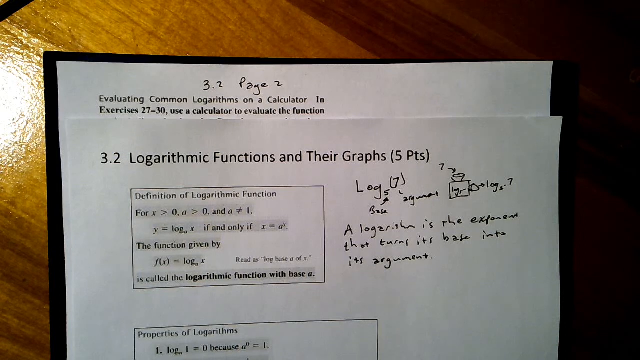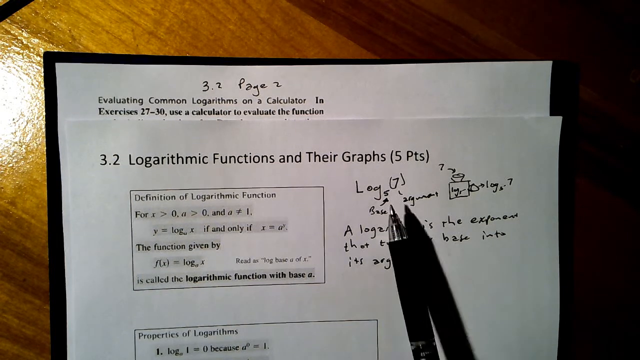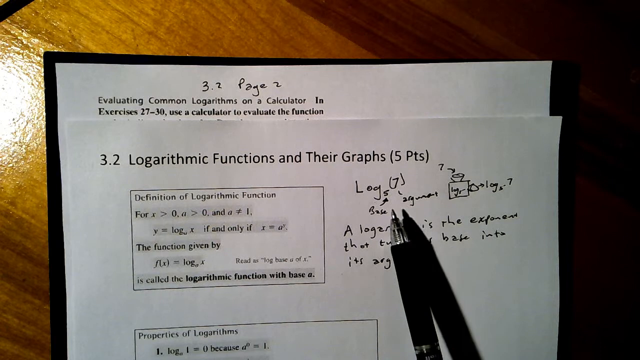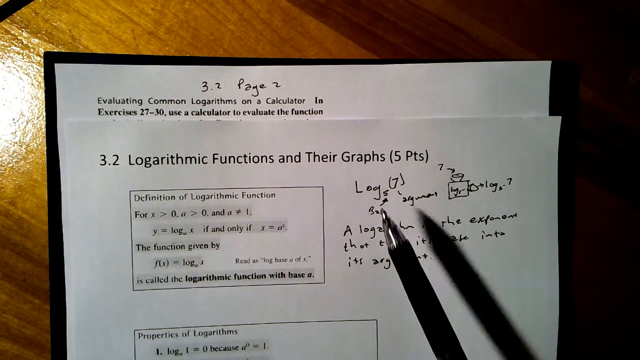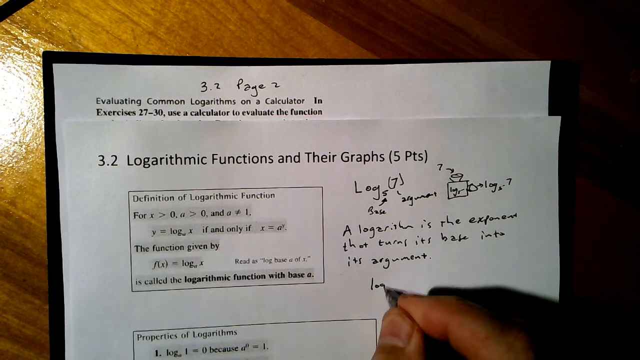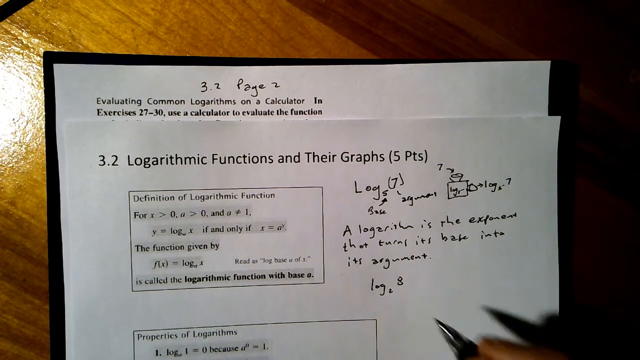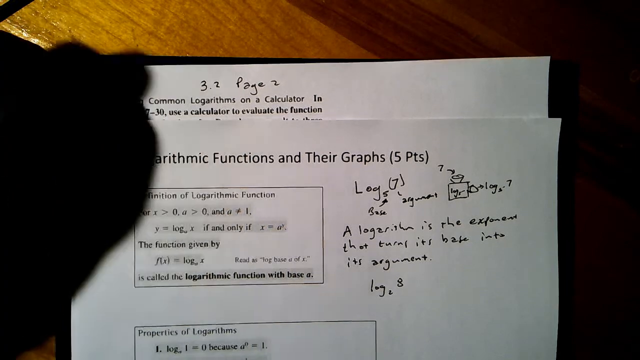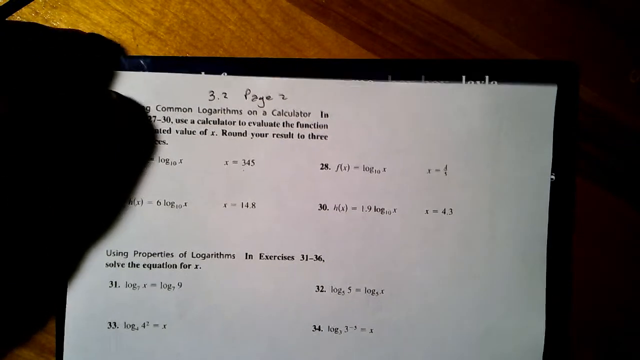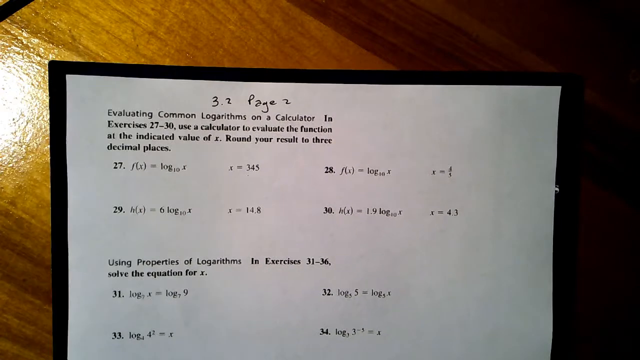I might ask you to cite an example. Like log base 5 of 7 is the exponent that turns 5 into 7. Or for instance, log base 2 of 8 is the exponent that turns 2 into 8. What is the exponent that turns 2 into 8? Oh, 3. 2 to the third equals 8. Log base 2 of 8 is just 3. So with that, let's jump on to our first page of 3.2.